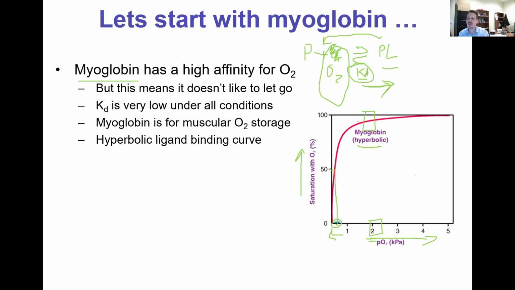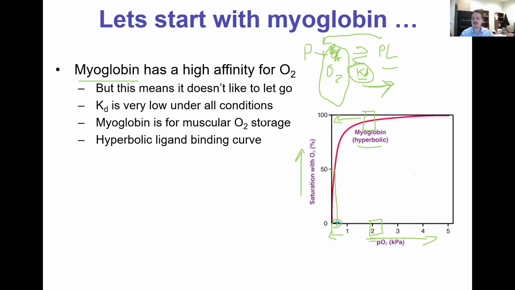And so that's no good. You're only going to release oxygen when you need to in an absolute emergency. So that's going to be a little bit of a problem. And hemoglobin can't have that problem, because if it did, then it would.